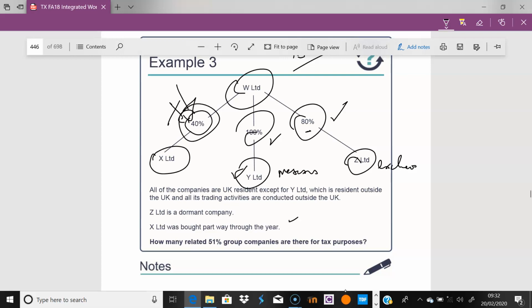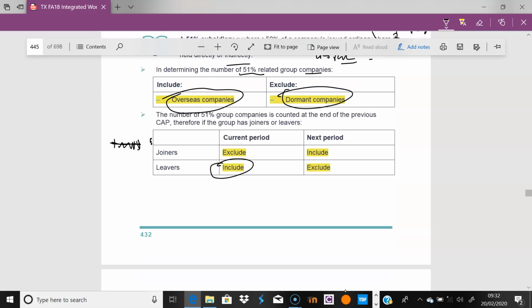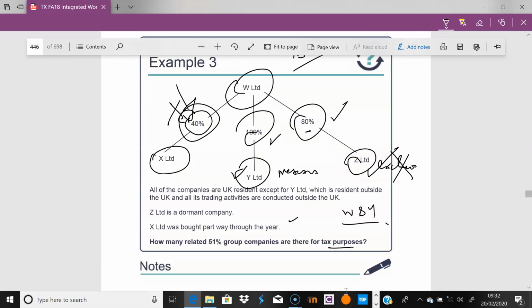So for tax purposes, only W and Y are related. Z goes out because it's dormant, and X because it joined us during the year. So you can see here, joiners we exclude, and we include them in the next period. Good. So the answer here is W and Y.